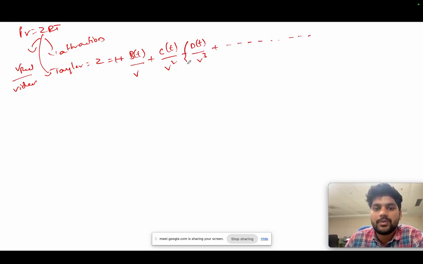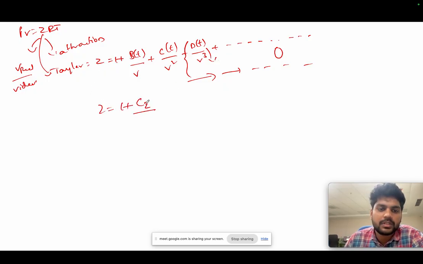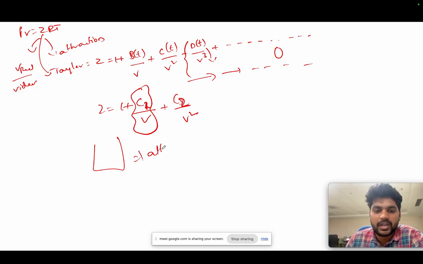If the value is very close, we remove these higher terms, because here the volume will be very low. So now Z will be in terms of 1 by V, and if I use C1 and C2, it will be V square. In the second term we are considering the attraction between two atoms, and in the third term, the attraction between three atoms.